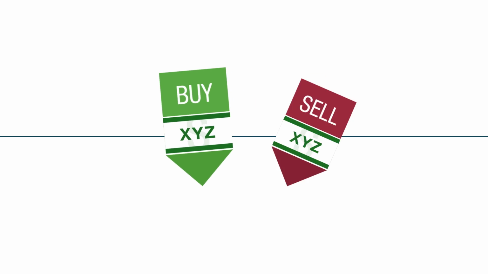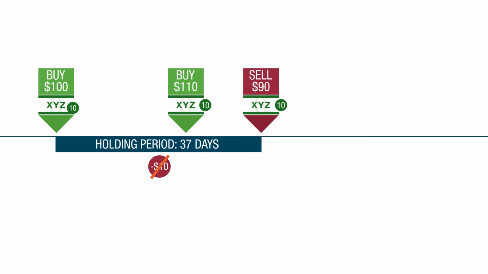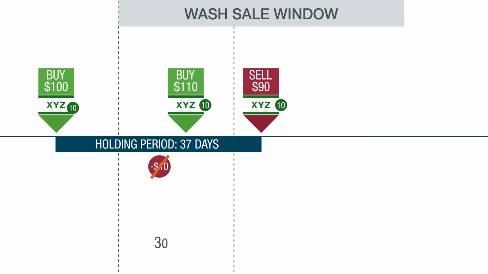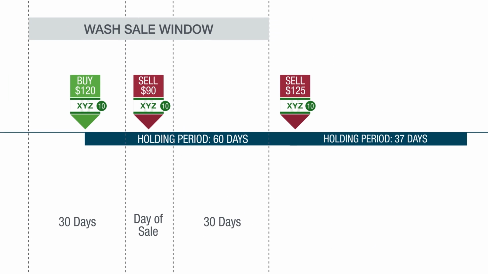In this case, an investor purchased 10 shares of XYZ at $100, then purchased another 10 shares a month later at $110. A week after that, he sold the original 10 shares at $90. Once the trade is closed, how would he adjust this cost basis? Because he purchased 10 new shares of XYZ within the wash sale window, which includes 30 days prior to the sale, the day of the sale, and the 30 days following, he would not be able to claim the loss. Instead, the cost basis of the new shares would be adjusted to $120, and the holding period would be adjusted as well.